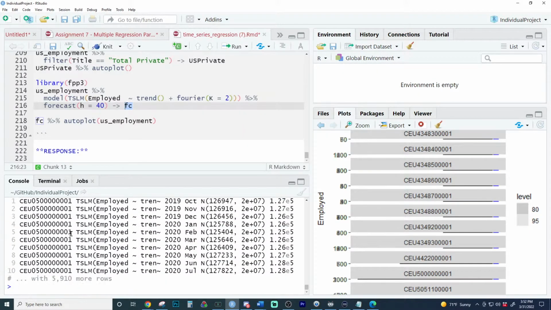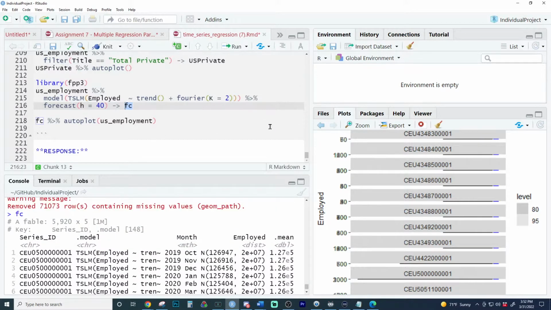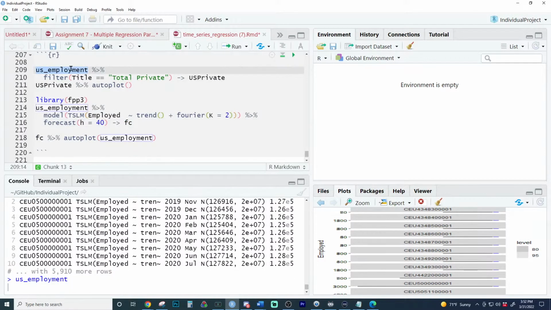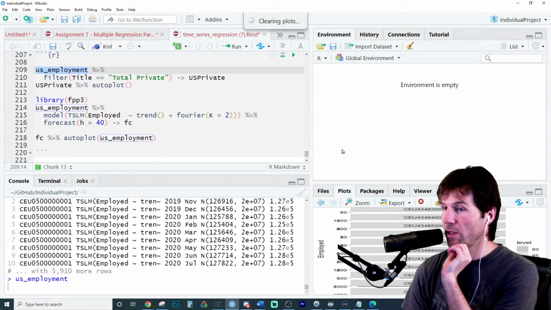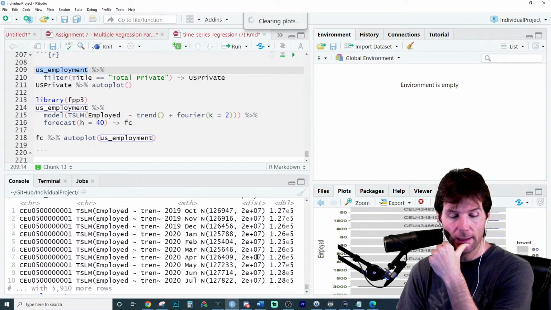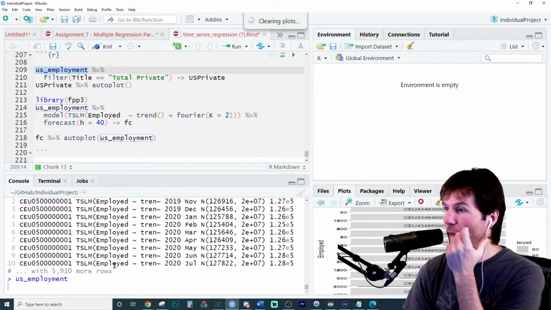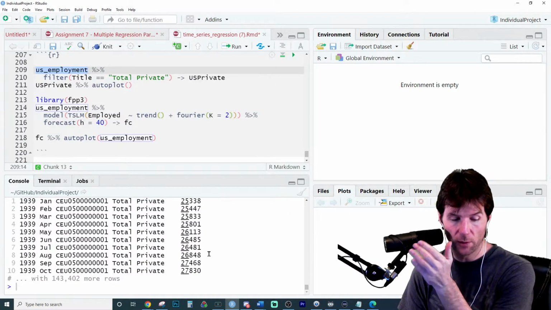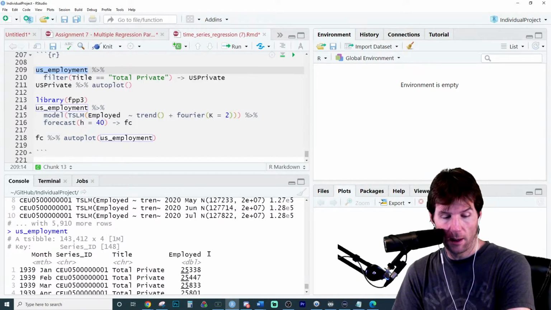These are different series. And so this data right now, the U.S. employment, ooh, it's being very angry. The U.S. employment right now has multiple series inside of it, and so we just made a ton of different models. So it's got like 5,000 models inside of it. So it's like maybe different sectors or something. Okay, now it's working better.